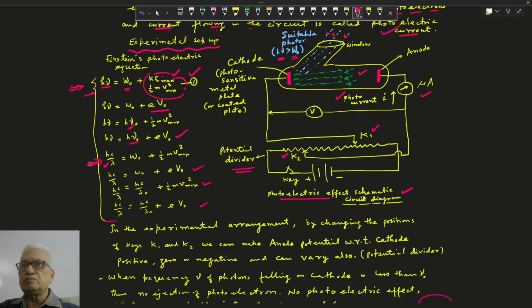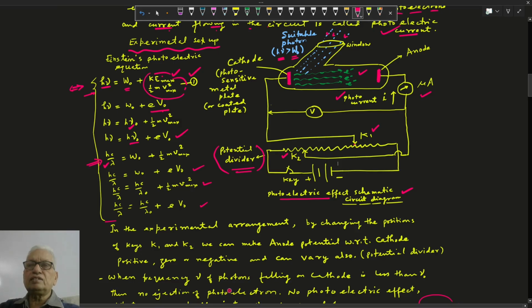And here this is the potential divider arrangement. Here there are switches or keys K1 and K2, and their positions matter. Suppose K2 is positive to the anode, and K1 is negative to the cathode. If we move K1 left and K2 right, the voltage difference changes, meaning the anode voltage decreases with respect to the cathode. Suppose K1 and K2 overlap, then the anode voltage with respect to the cathode is zero. When K2 comes to this side it becomes negative, and K1 on this side is positive. So the anode voltage with respect to the cathode can be made negative also, and can be varied. This is the schematic circuit diagram of the photoelectric effect.